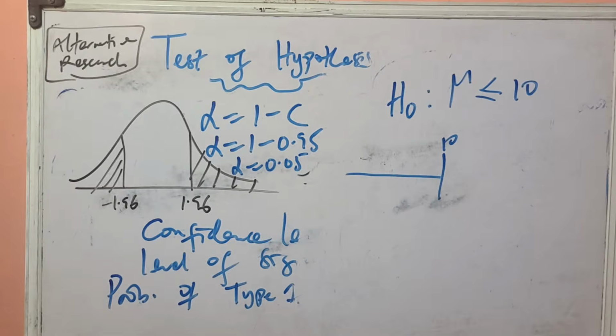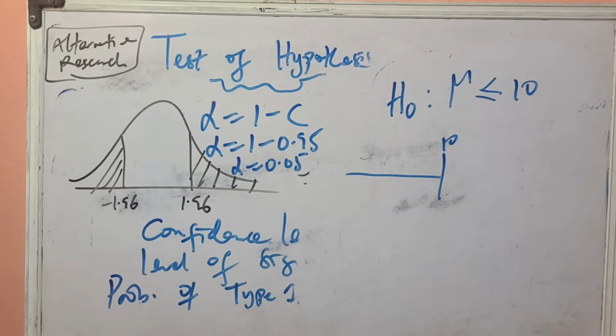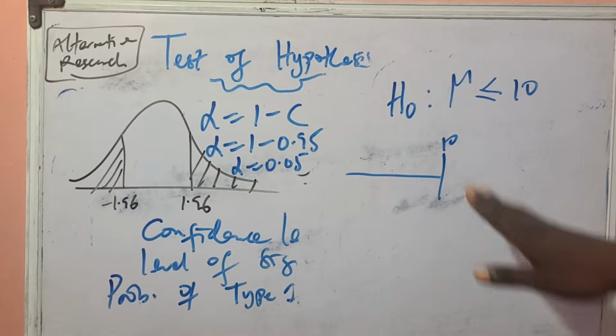It's going to be mu. Somebody asked; it's going to be mu because this is the population mean. We're talking about the average. So it's going to be mu. Just take it that way. It's not very complex to understand.